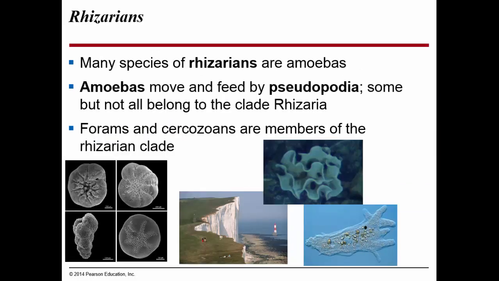So the final group within the SAR clade is called the rhizarians. The rhizarians include a number of organisms that could be classified as amoebas. Amoebas are organisms that move and obtain their food by extending flexible portions of the cytoplasm called pseudopodia. And we'll be able to see an amoeba move in the lab this week. You may have seen this before, though, in other biology classes.